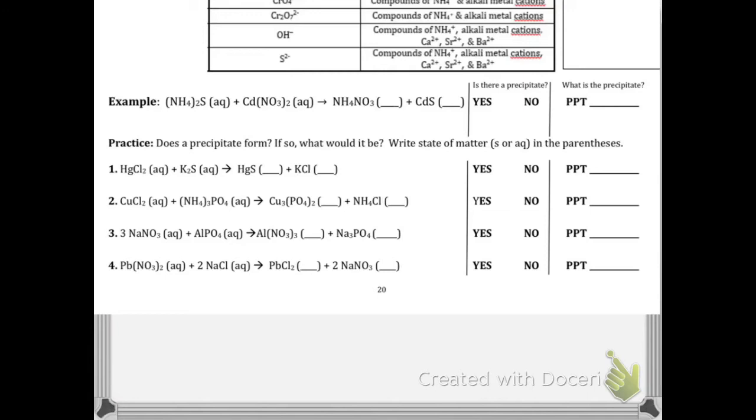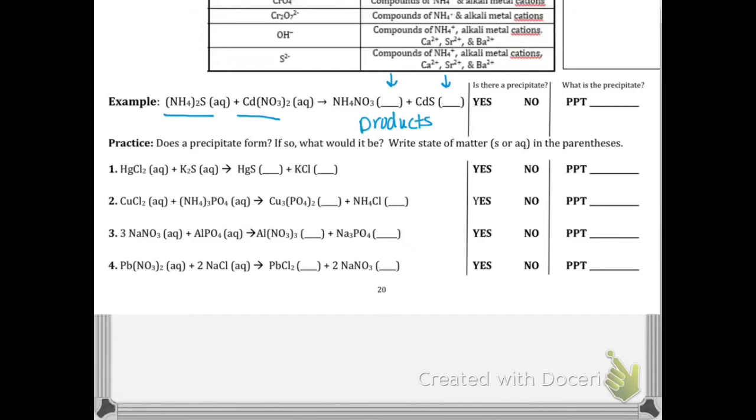Okay, so here's our first example. We have ammonium sulfide here, cadmium nitrate here, and it's going to create two products. So we're going to look at these products. Okay, so these products have empty slots here and here, and we're going to determine, are we going to put an S for solid? Does it create a precipitate?